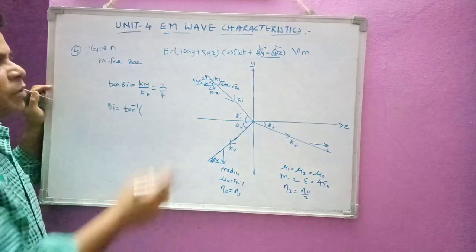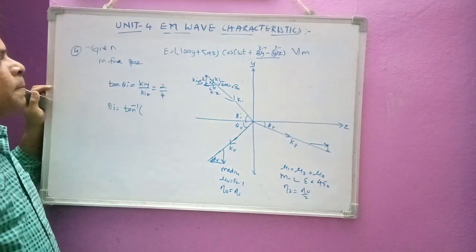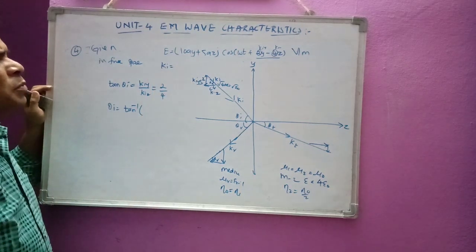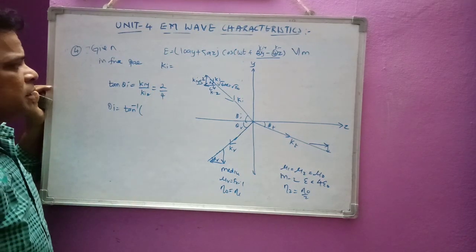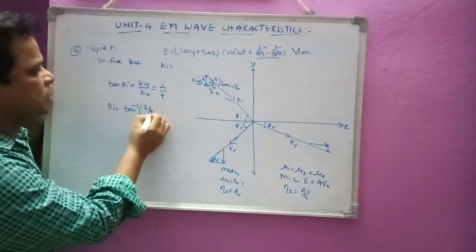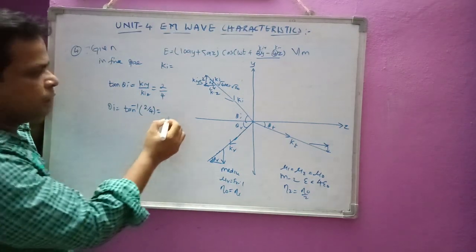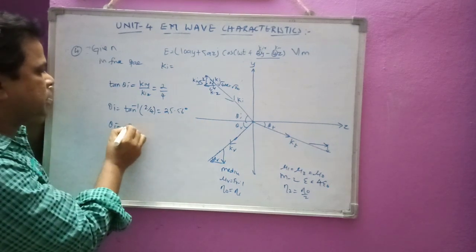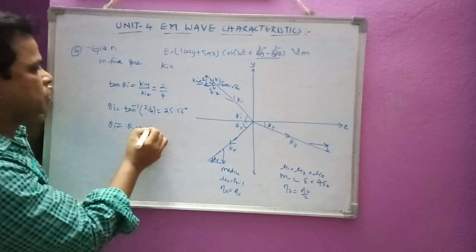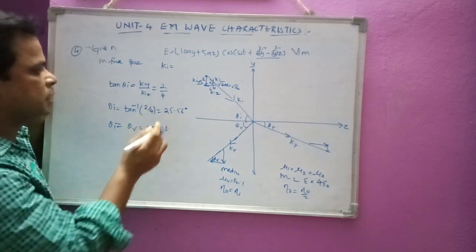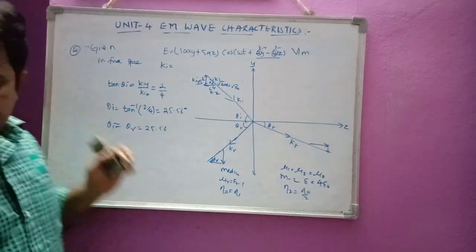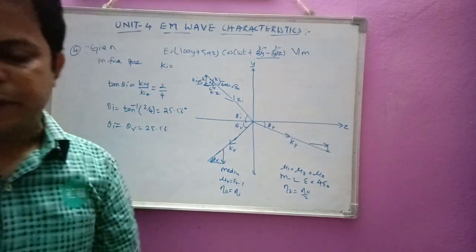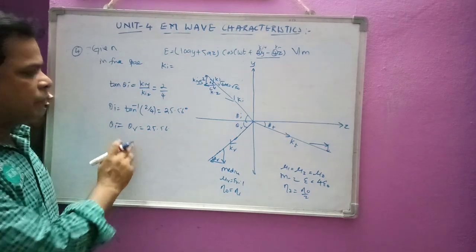That is the incident propagation vector, ki. Now taking 2 by 4, it will turn out to be 25.56 degrees, and we know that theta I is equal to theta r, that is 25.56. From the diagram it is clear that theta I is equal to theta r because both are in the same medium. Now we have to find the value of theta t.